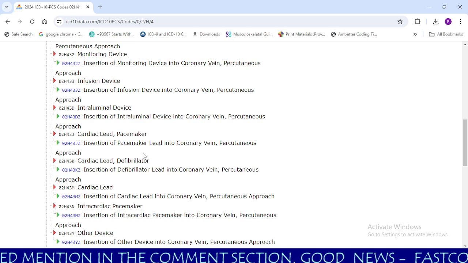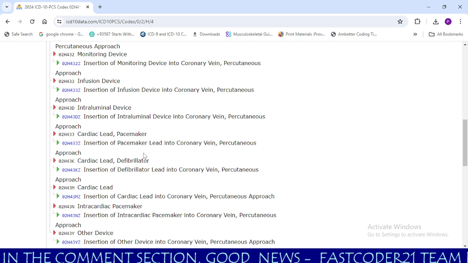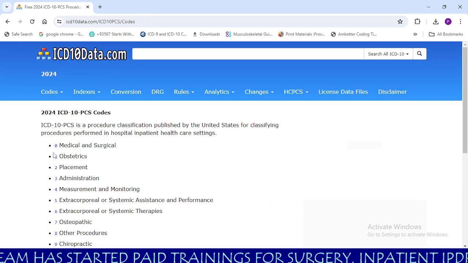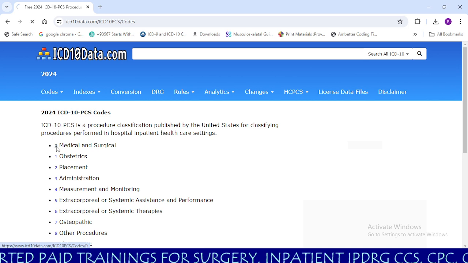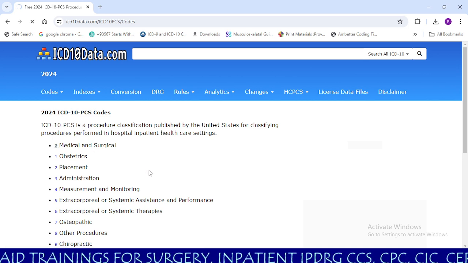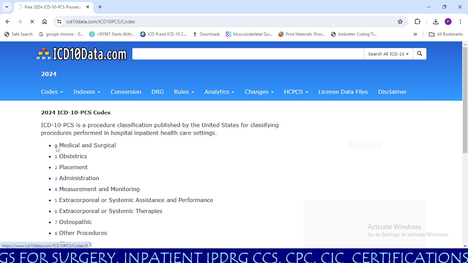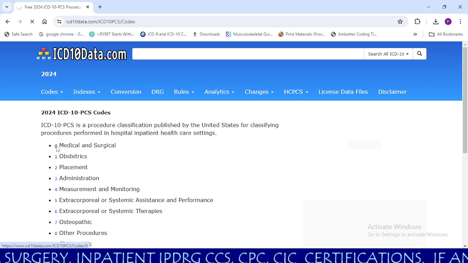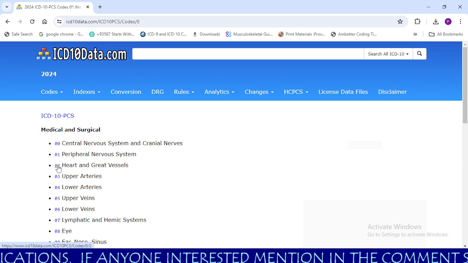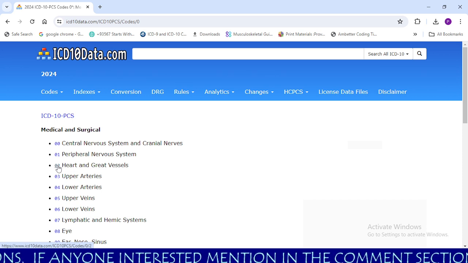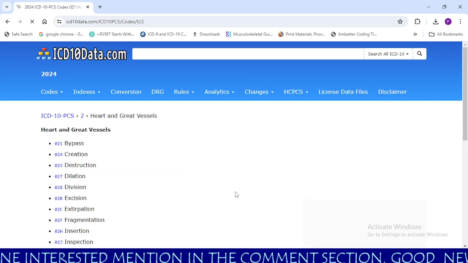Next we need to code the right atrium as well as the right ventricle. So again here we need to click on 0, as this lead insertion comes under Medical and Surgical. Then we need to click on heart and great vessels, as the physician is inserting these leads in the heart chambers. Then here we need to choose the root operation.